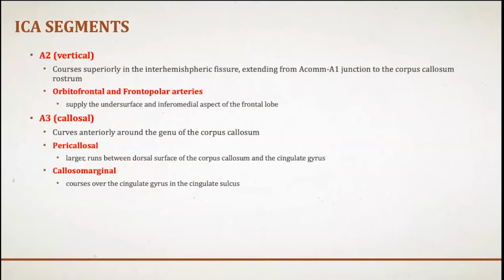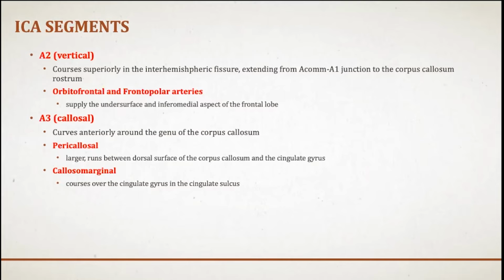The other segments of the ACA are the A2, the vertical segment. This courses superiorly in the interhemispheric fissure. It goes from the ACOM-A1 junction to the rostrum of the corpus callosum. And the A2 segment has two major branches that you have to remember: the orbitofrontal and the frontopolar, and these supply the undersurface and the inferomedial aspect of the frontal lobe.